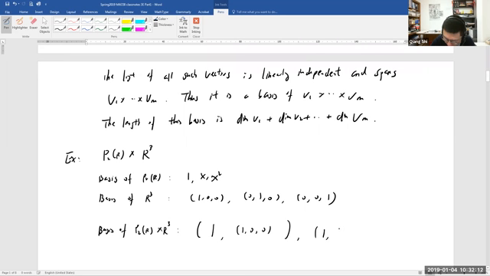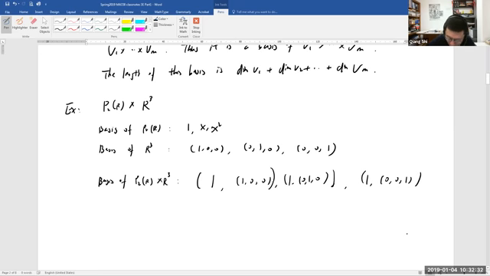And then we have 1, matched with 0, 1, 0. Then the same 1, this constant polynomial, with 0, 0, 1. And then we have x, and match it with each of the basis vectors in R3: 1, 0, 0, then 0, 1, 0, and then x with 0, 0, 1. And then we're going to have x squared.